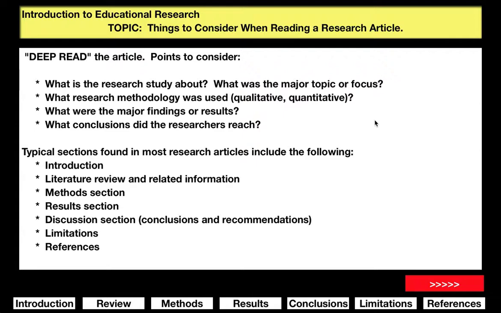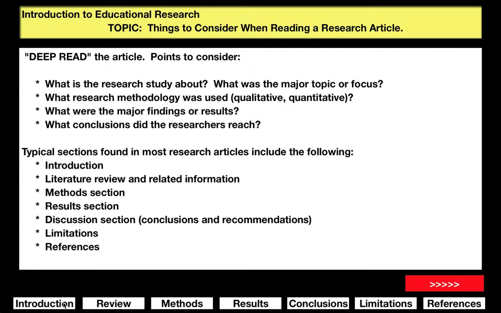These may or may not have any meaning to you right now, but shortly we will be covering those, and you'll understand the difference between qualitative and quantitative research methodologies. Another question is, what were the findings or the results, and what conclusions did the researchers reach? And again, these are the typical sections that will appear: an introduction, lit review, methods, results, discussion, limitations, and references. And we're going to talk about each of these down here.